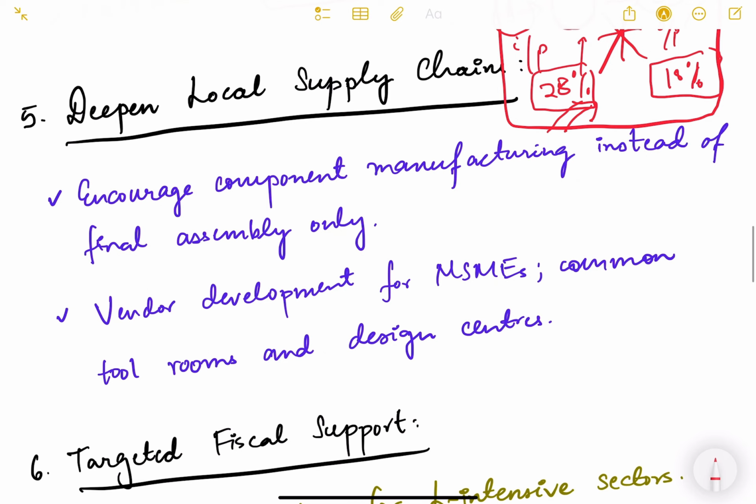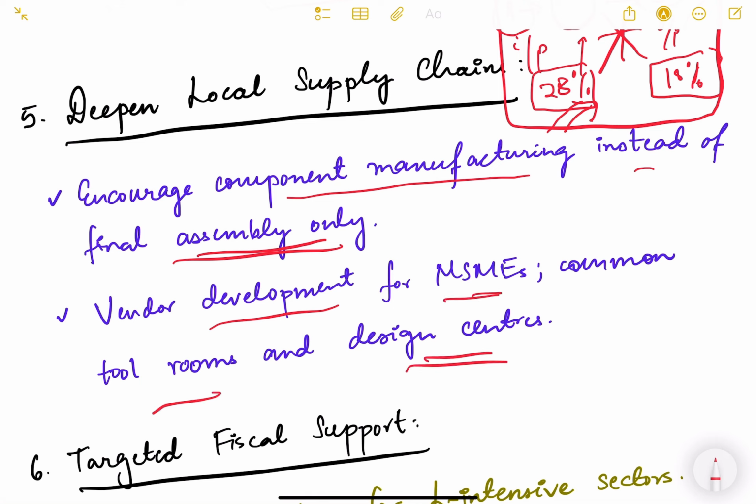Then deepen the local supply chains, encourage component manufacturing instead of final assembly only. So we need to manufacture small components and not just bring it from China and other countries and assemble it here. And vendor development for MSMEs, common tool rooms and design centers. So this is, see, on paper it looks very easy to say, but in reality it is difficult.